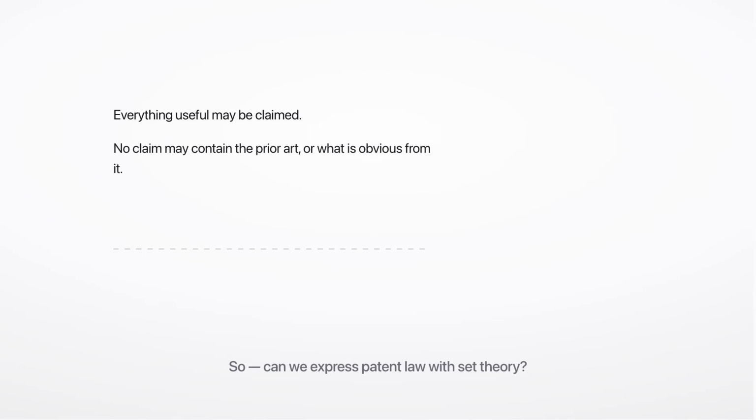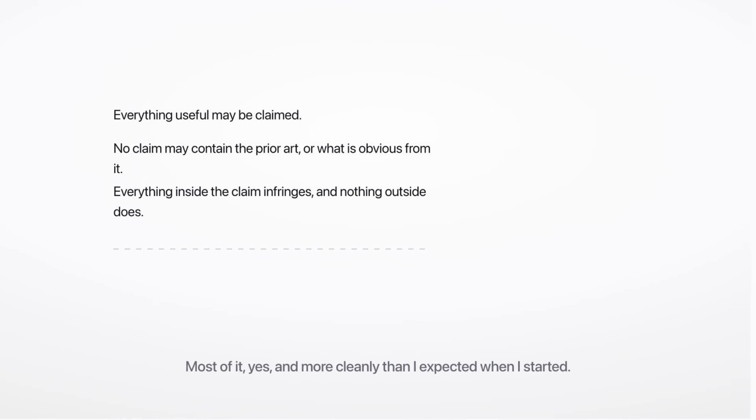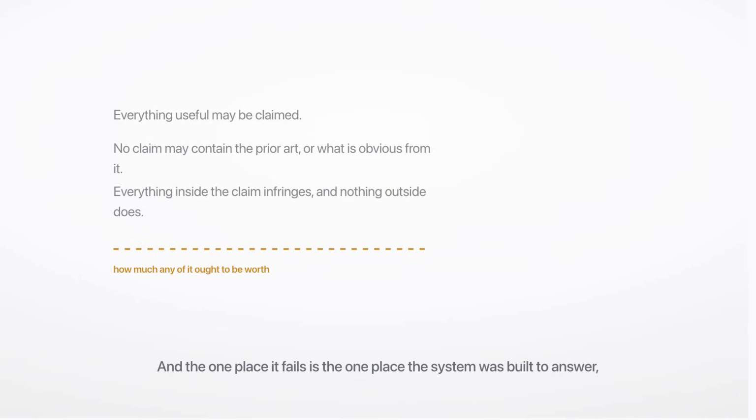So can we express patent law with set theory? Most of it, yes, and more cleanly than I expected when I started. A predicate, an extension, an intersection, and three relations gets you infringement, novelty, obviousness, dependency, and the whole grammar of how claims get drafted. And the one place it fails is the one place the system was built to answer, which is how much any of this ought to be worth.